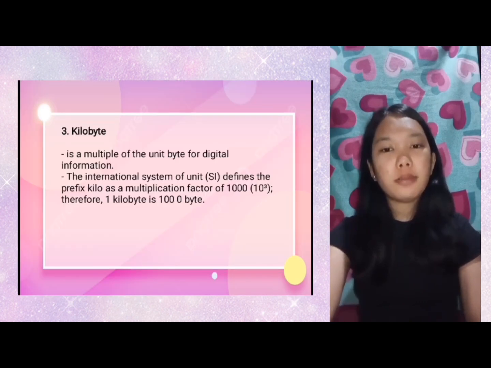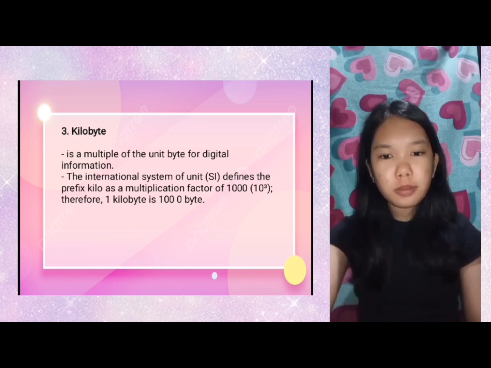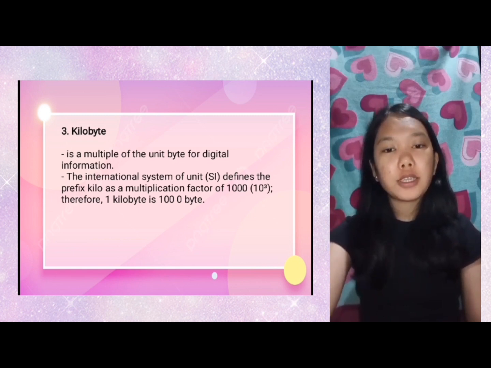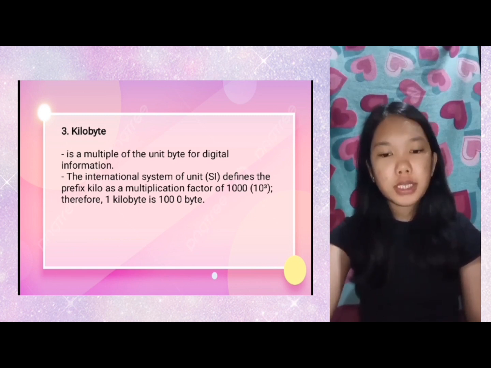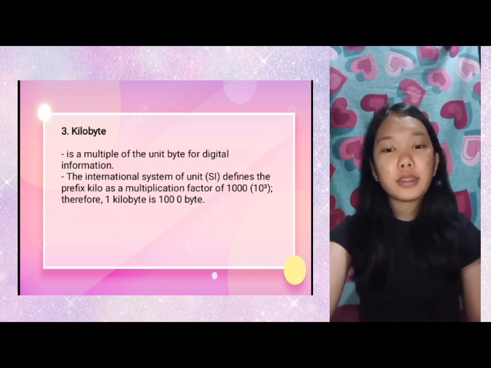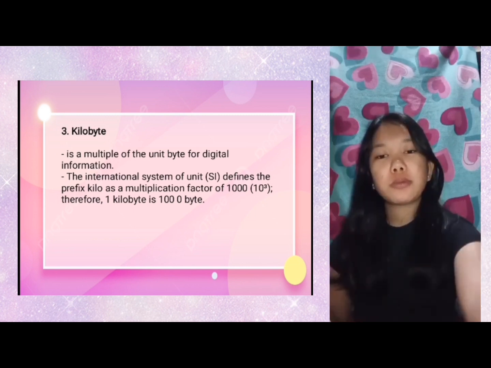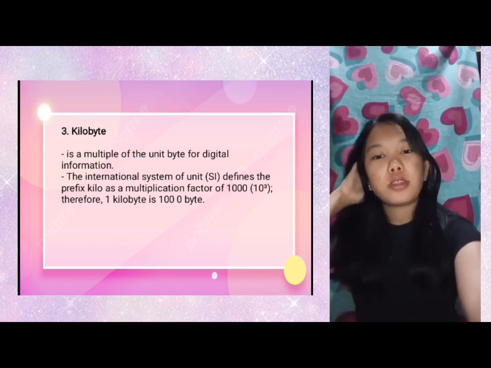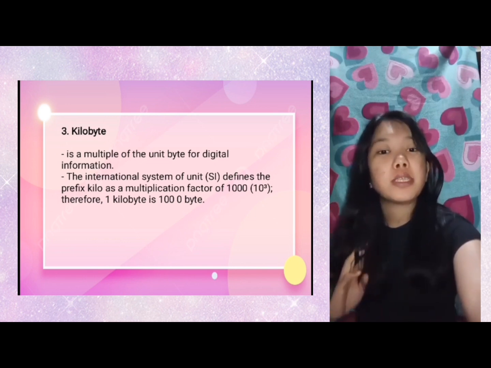Now, let's proceed to kilobyte. So, what is a kilobyte? A kilobyte is a multiple of the unit byte for digital information. The International System of Units, or SI, defines the prefix kilo as a multiplication factor of 1000. Therefore, 1 kilobyte is 1000 bytes. So, imagine a small book containing a few hundred words. That's about the size of a kilobyte or KB. It's a unit of data that's bigger than a byte but still relatively small.